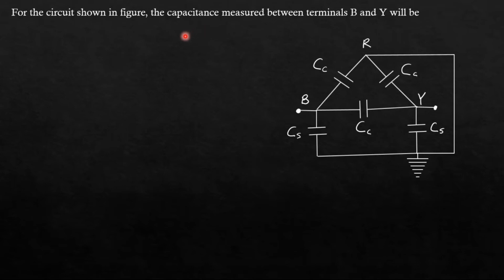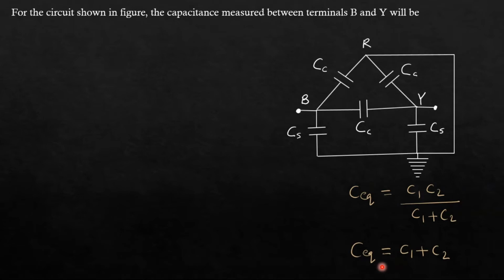So in this question, we need to find the equivalent capacitance between the terminals B and Y. In order to find the equivalent capacitance, you need to know these things. If two capacitances C1, C2 are in series, then their equivalent capacitance is given by C1 C2 upon C1 plus C2. It is just opposite to that of resistance, okay? Now if two capacitances are in parallel, then their equivalent capacitance is given by C1 plus C2. They just get added up, okay?